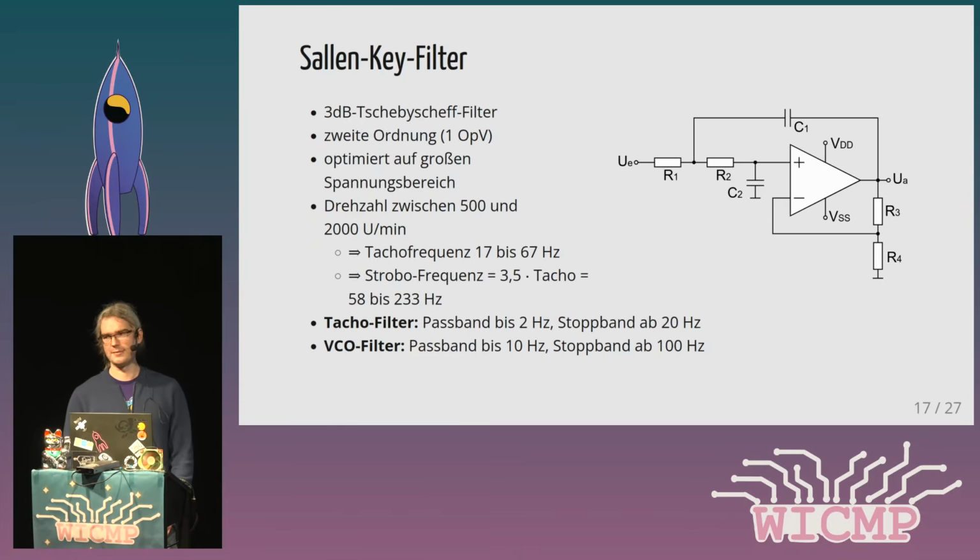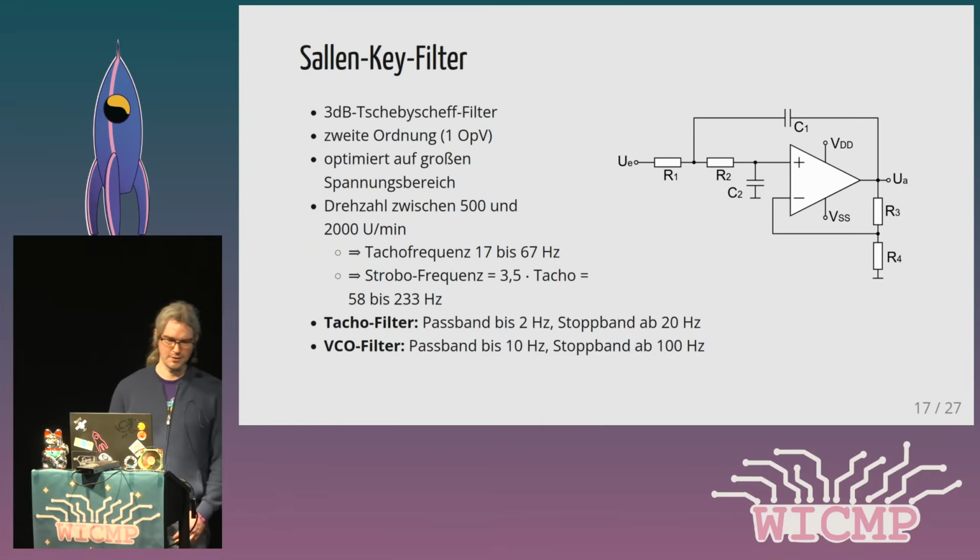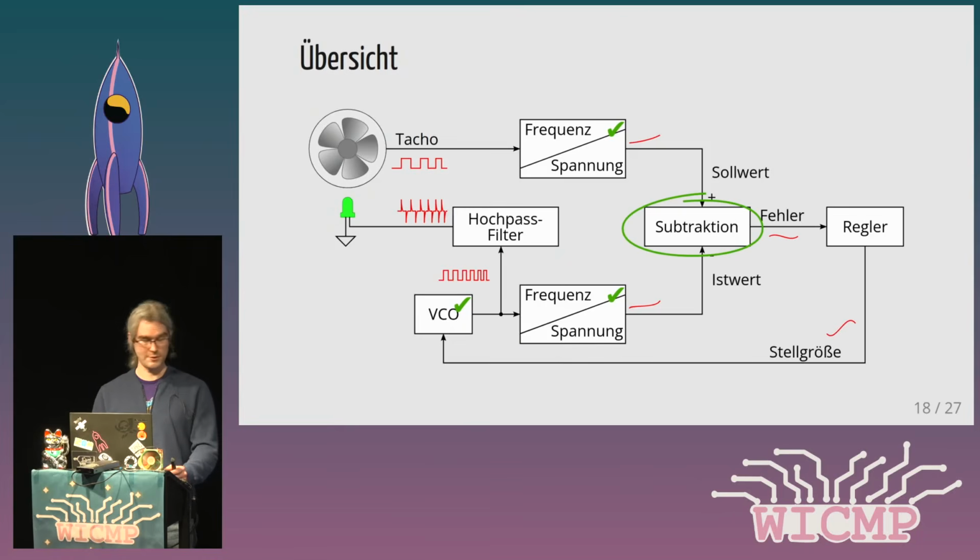The passband will then be 2 Hertz, and that's the highest you can do with this filter step. The VCO filter, accordingly, will have a bit of a higher frequency, the highest frequency I can get. It doesn't dampen as well with lower rotations, but it's not super relevant because at least here we have high rotation speed, so this is fine. So now we have the voltage for the frequency, and now we can go into the subtraction step.